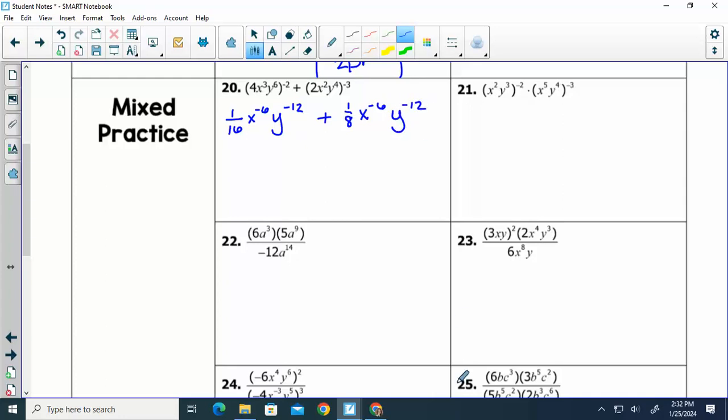Okay, everybody pay attention here. What do you notice about these? They're like terms. So, we can go ahead and add them together. Use your calculator if you need to. You need to do 1 over 16 plus 1 over 8. Everybody. 1 over 16 plus 1 over 8. What does that give us?